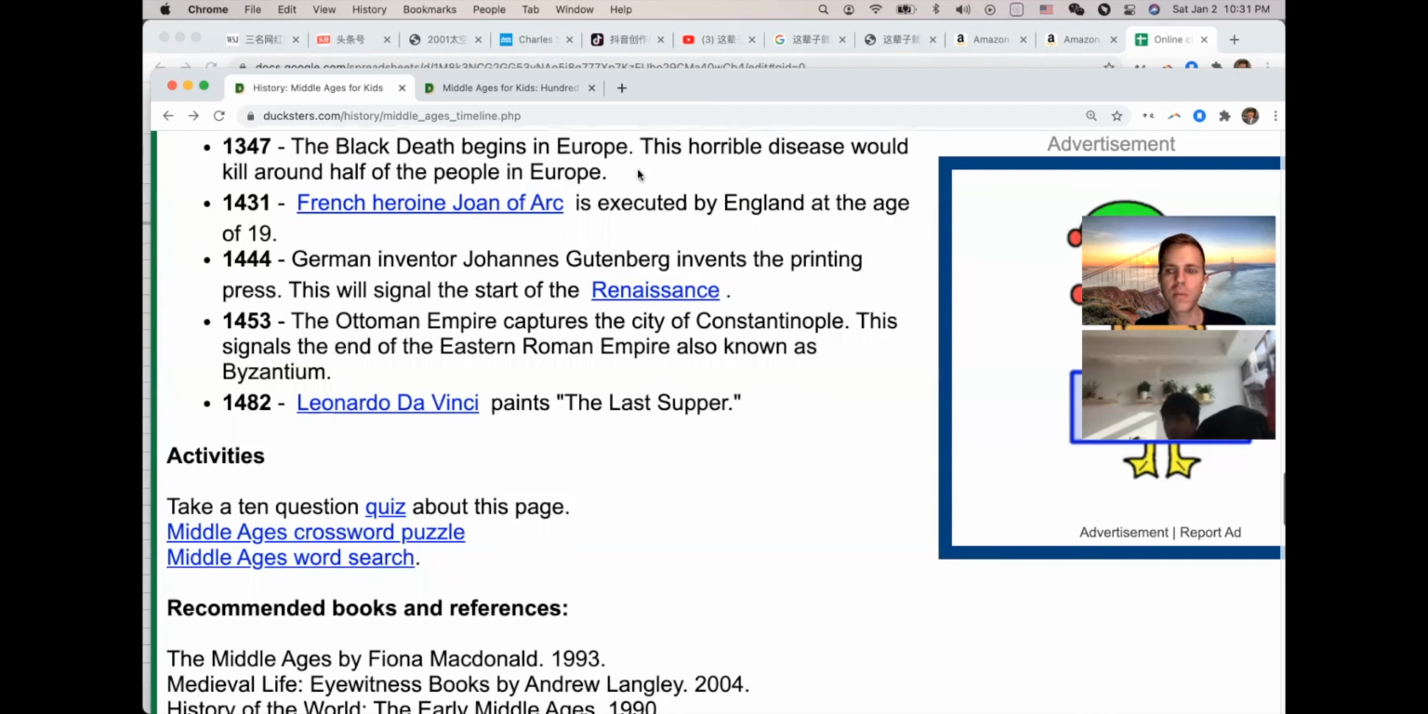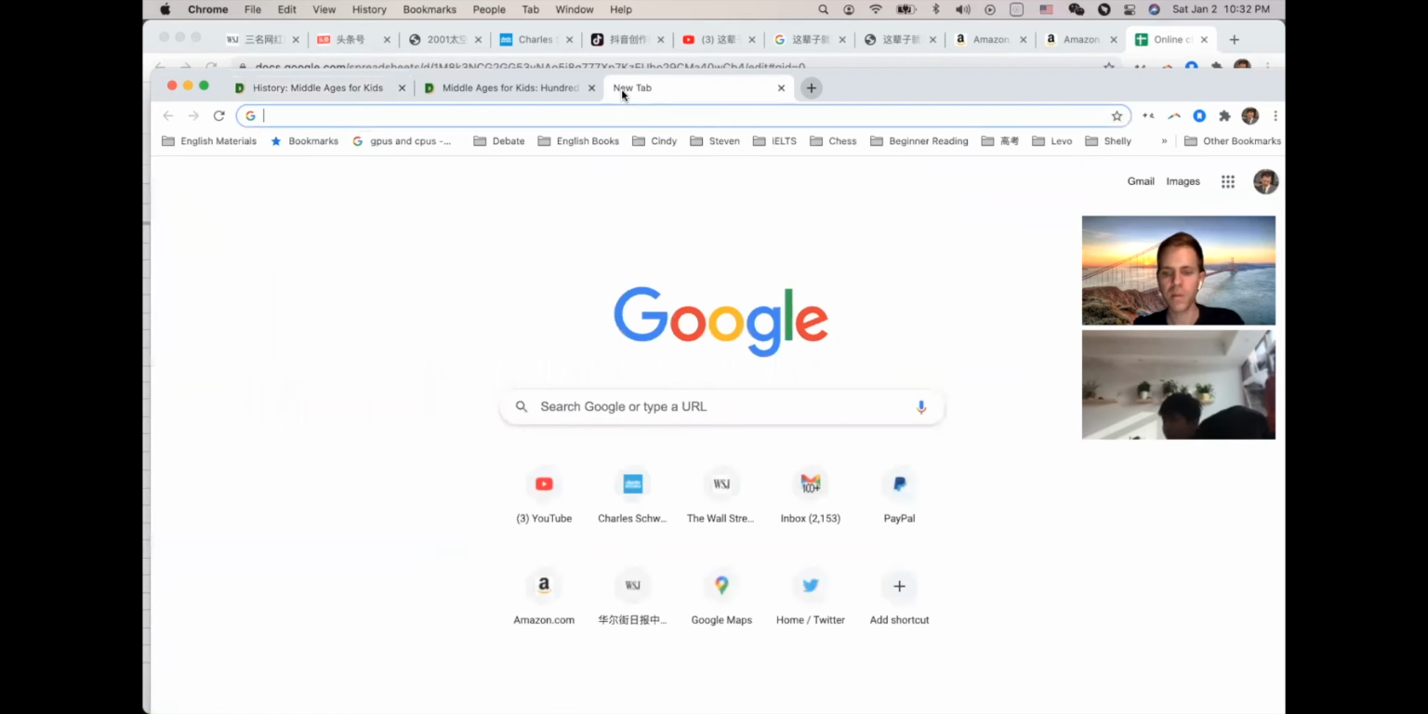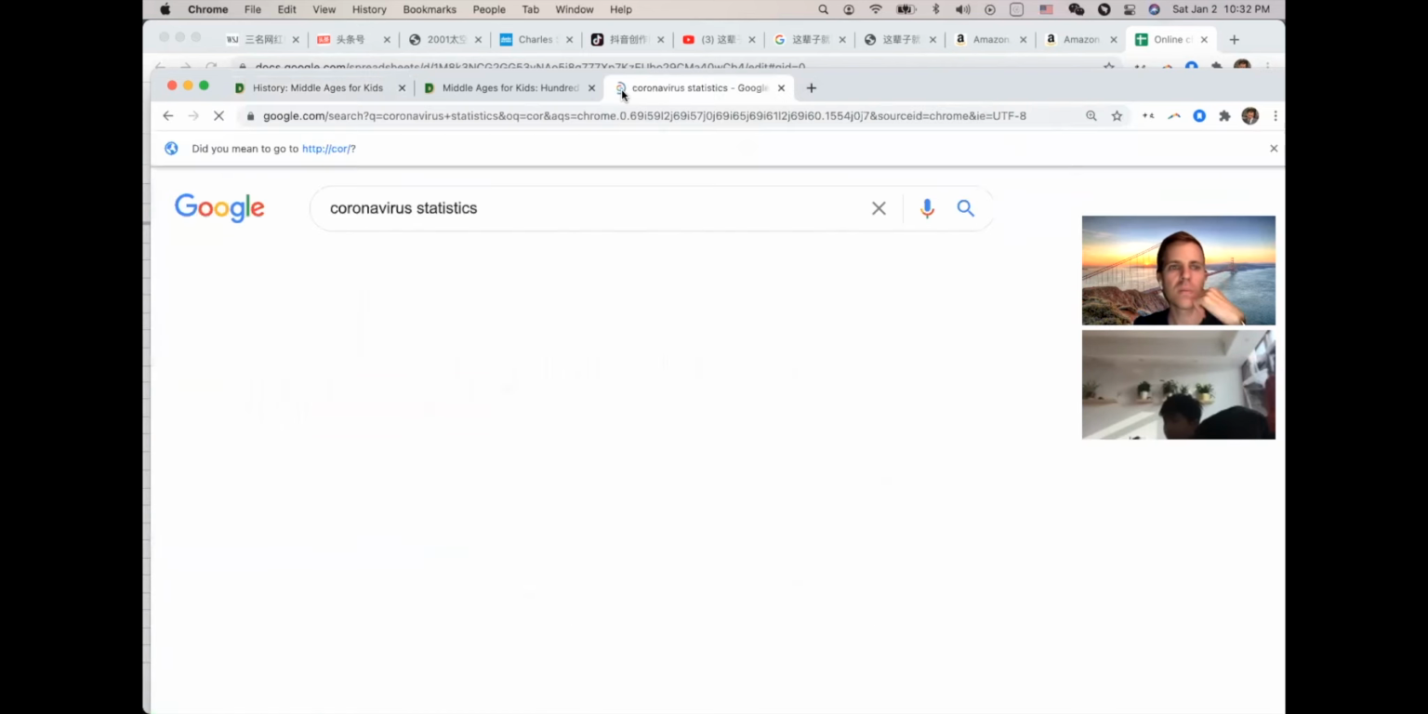I don't know, because I don't like to know about these things, and I don't quite know how bad COVID-19 is, or really bad, or worse. So how many people died? I forgot. I think around 1 million people died in the world.